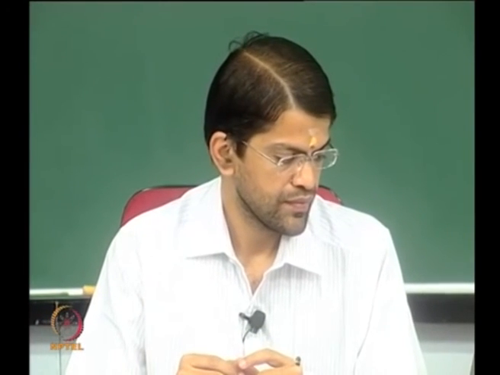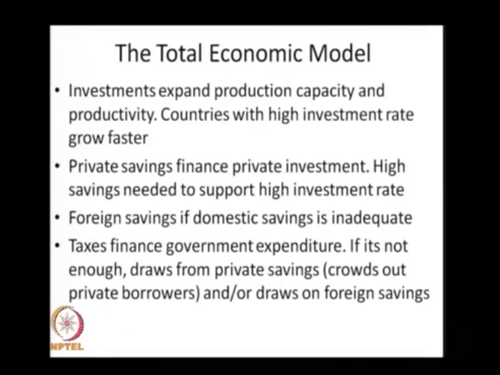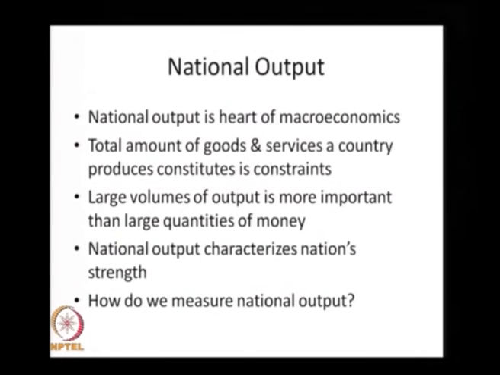Now all of this has to be measured in some form or the other. Now these measurements, the agriculture output or the industry output or the services output, they have to be quantified, and the extent to which they are quantified determines the strength of a nation's output, and it is this nation's output that forms the heart of macroeconomics. Now the total economic model that we saw had in itself certain amount of goods and services, and the extent to which a country can produce these goods and services constitutes the budget constraints of the country.